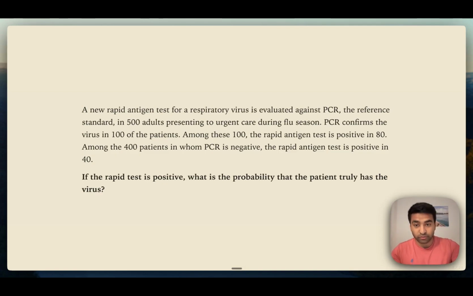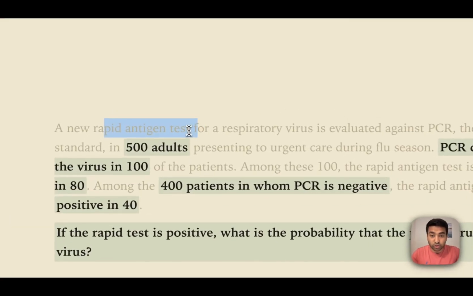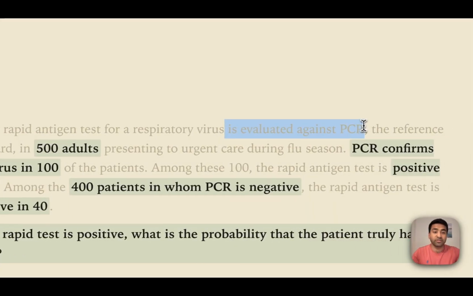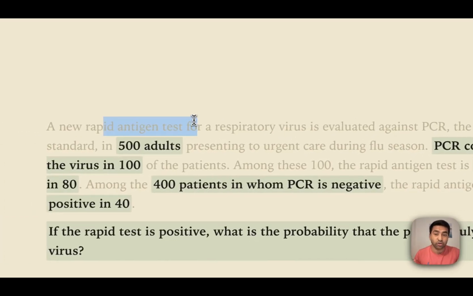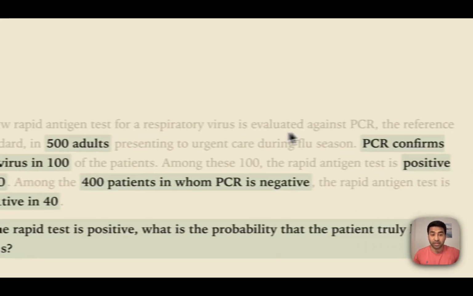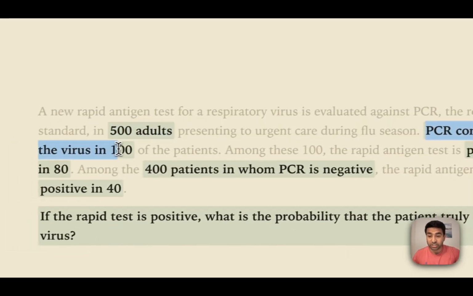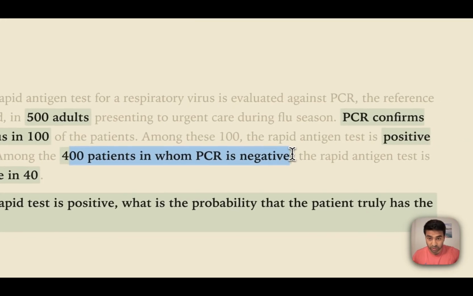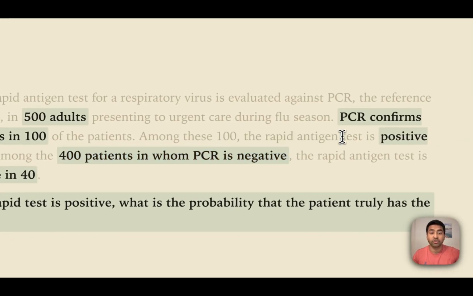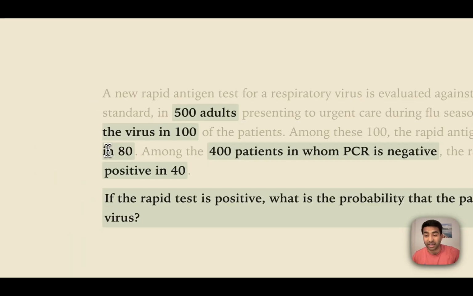You just want to understand what the main numbers are so you can make your 2x2 table, because that is king. So whenever you look at it, you have a new rapid antigen test and it's being evaluated against PCR. This immediately lets you know that you're going to compare it, and you're testing how good the rapid antigen test is. The reference standard is 500 people. This means that for 500 people, the PCR will confirm that 100 of them have the virus, which means 400 of them don't have the virus. That's helpful. Now the rapid antigen test is positive in 80 of them.